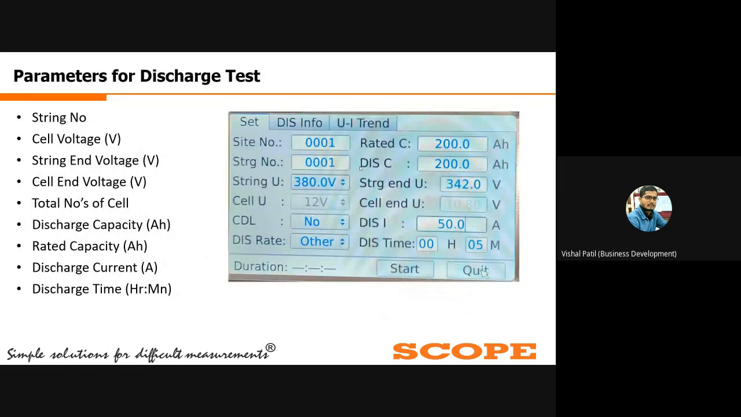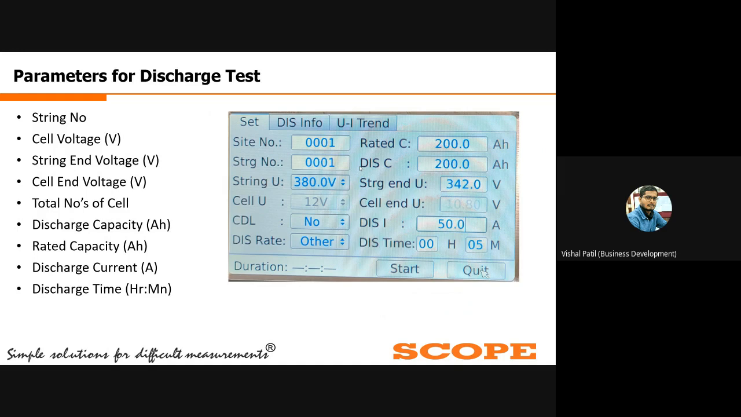Now, what are the different parameters you need to configure at the time of battery discharge testing? The first one is the cell voltage. If you are using the cell monitoring unit, then you have to enter the cell voltage. The next one is the string end voltage, which is nothing but your entire battery bank voltage. Next one is the cell end voltage. The cell end voltage will be automatically calculated by our instrument, and generally we keep that setting at 90% of the nominal voltage entered by you.